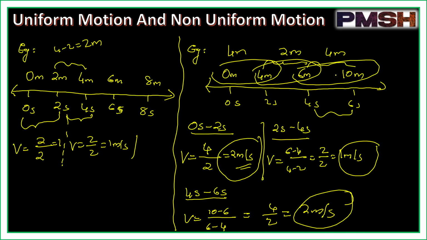Okay. So I have explained you every definition and also I have cleared the concept of uniform motion and non-uniform motion. Okay. Now we will discuss the concept of instantaneous speed and instantaneous velocity. Okay, instantaneous speed and instantaneous velocity.